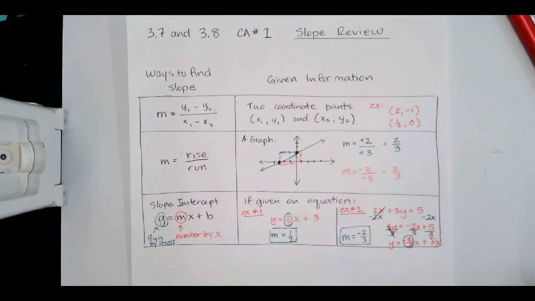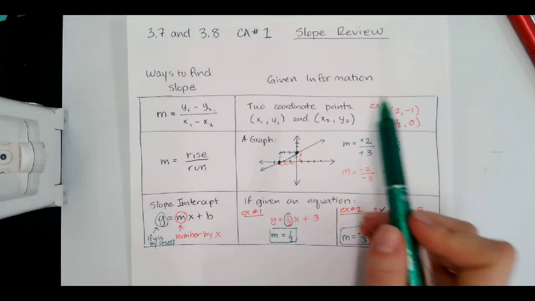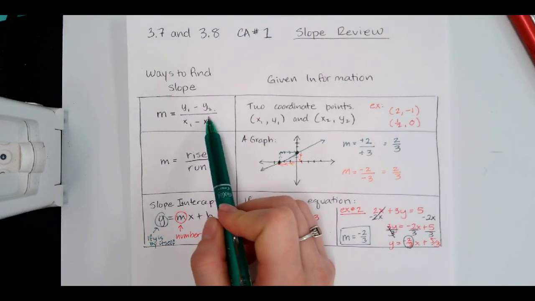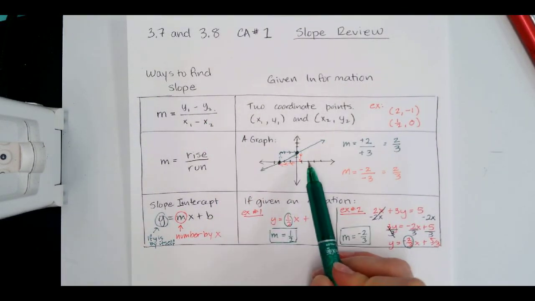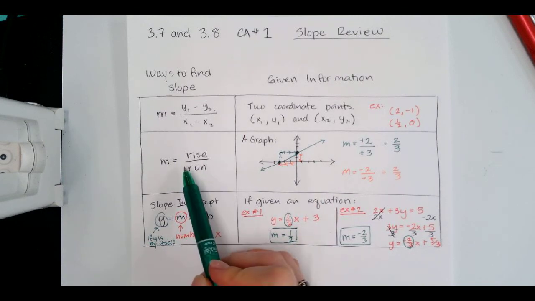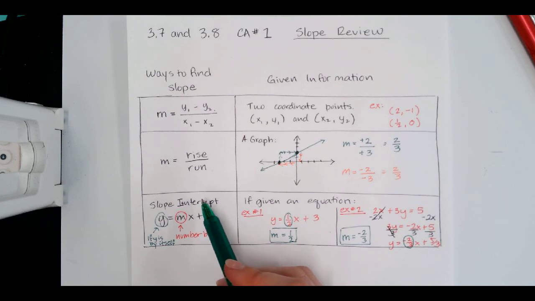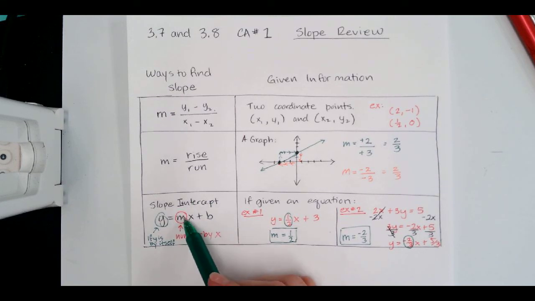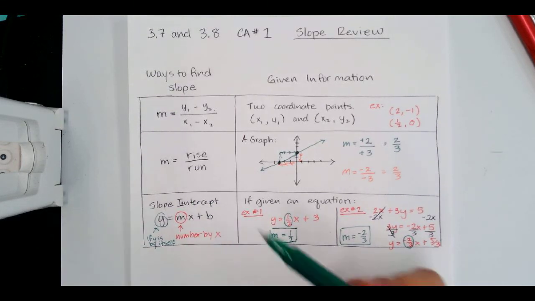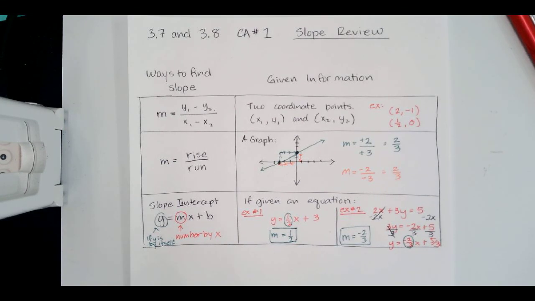All right, so this was the review on the 3 different ways we use to find slope. Okay, so remember, if you're given 2 points, use this method. If you're given a graph, you find slope using that, rise over run. If you're given an equation to find slope, solve for y and look for the number by x. All right, so let's go ahead and do some problems on this.